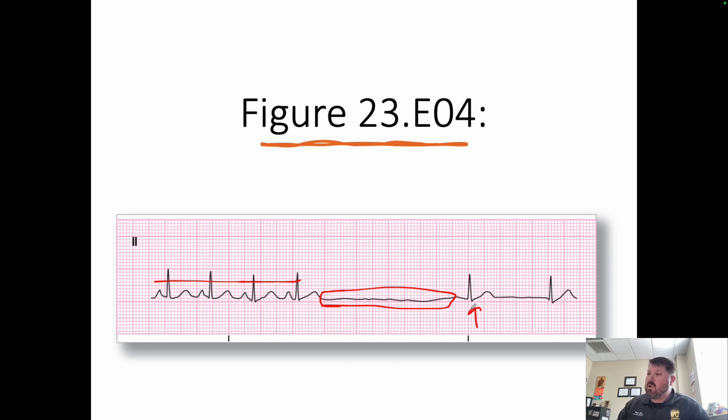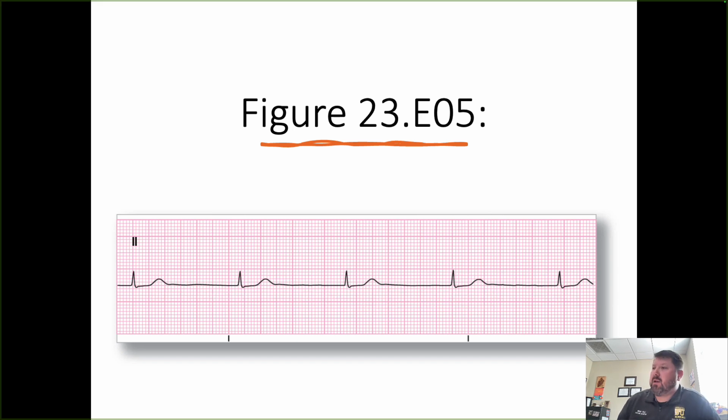So if you were to run a continuous strip, what you would probably see at this point is a junctional escape rhythm. So this is a sinus rhythm that has a period of sinus arrest and then is converted into a junctional escape rhythm by a junctional escape complex.